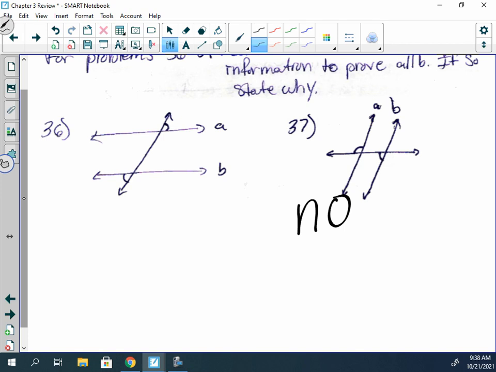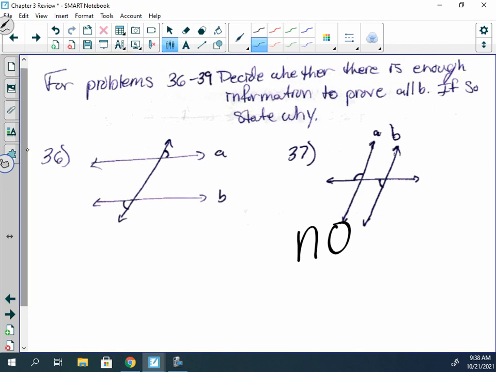The only way we could really get anywhere is if we knew the actual measures of the angles. Because all this is telling us on 36 through 39, I believe, is that the angles are congruent. It's not telling me what the actual measures are. So unless they are alternate interior, alternate exterior, or corresponding, one of those 3, then we really can't say that they're parallel. Because even if it is consecutive interior angles, if they're both 90, well, yes, they would be parallel. But they could also both be 30.